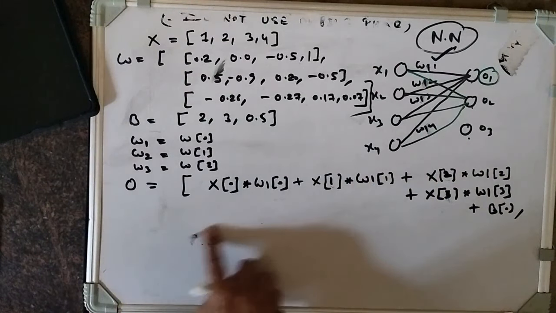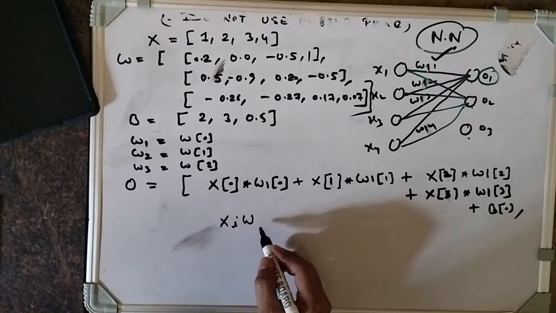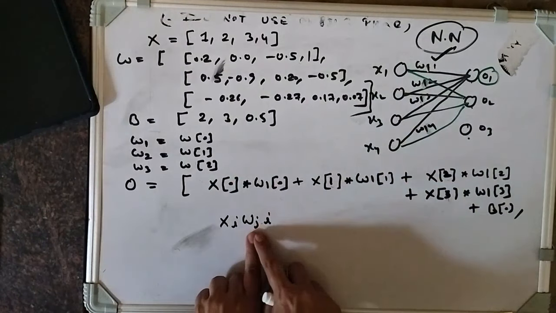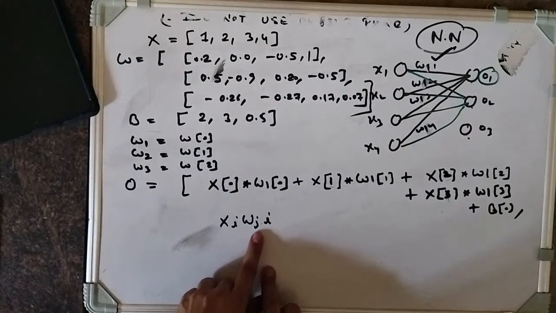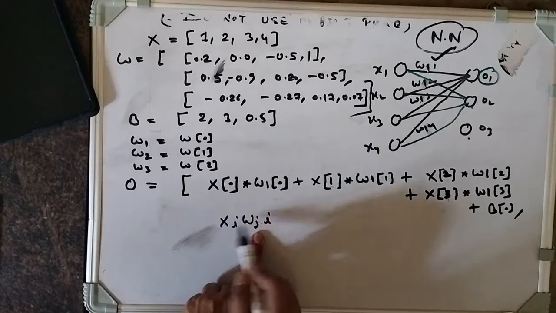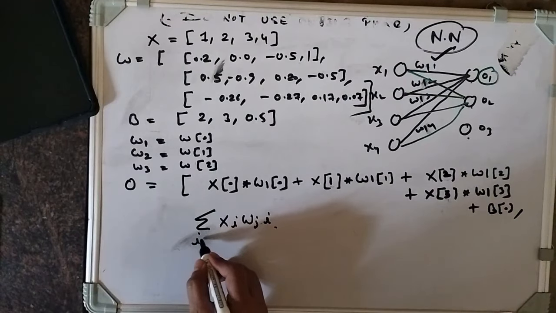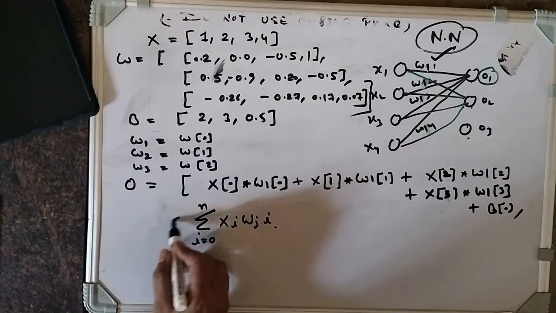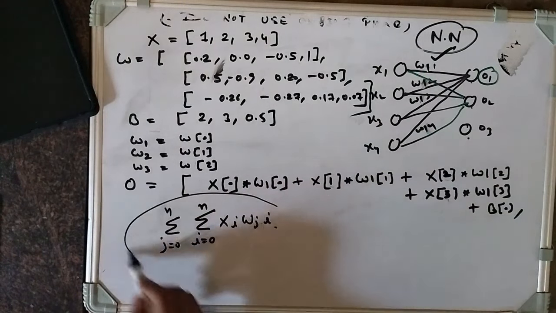What is going on? Xi, Wji. What is the meaning of j? Means first weight, then second weight, then third weight. Okay, so this j, and xi wi. So 0, then 1, then 2, then 3, summation. So what is the meaning of this? i is equal to going from 0 to suppose n, and again summation, j is equal to 0 to n.